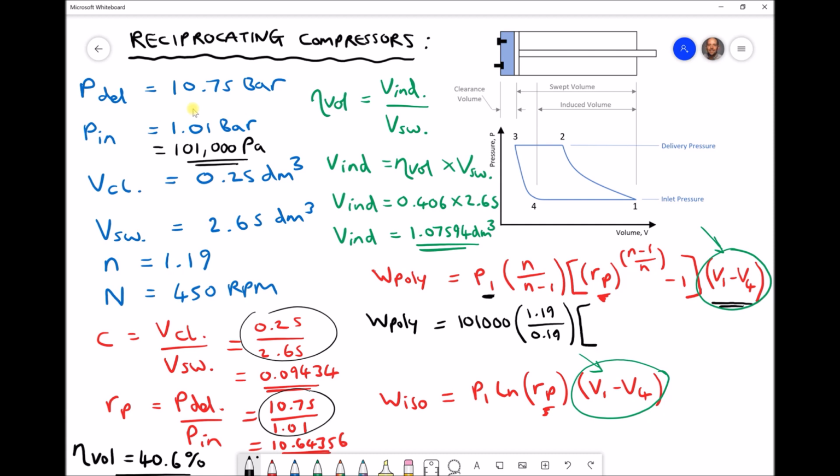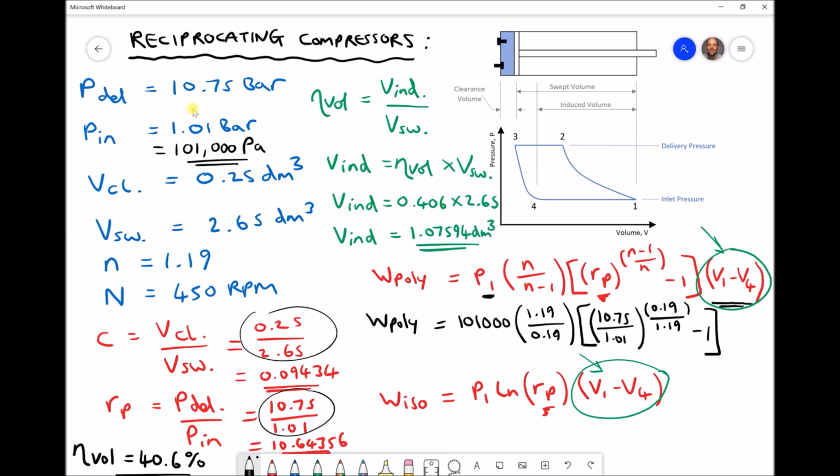We have our compression ratio. We could input this as 10.64356, but to avoid any rounding, I'm going to keep that as 10.75 over 1.01. The power here, note that it's the opposite way round to outside the bracket. It's n minus 1 on the top, so 0.19, and n on the bottom, 1.19. Minus 1, and we're multiplying that by the induced volume.